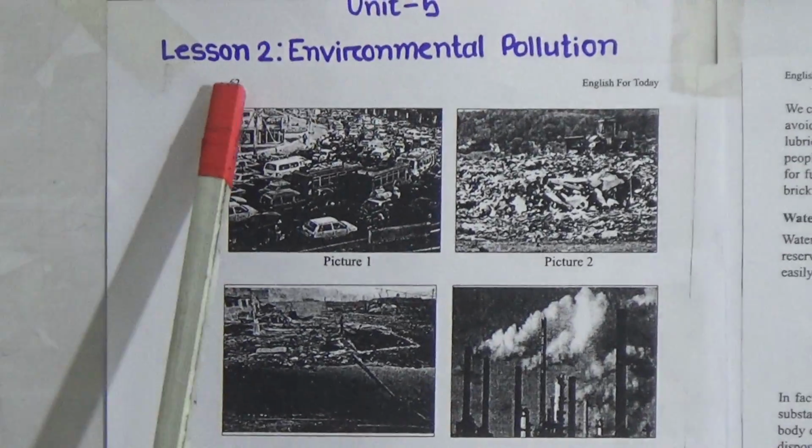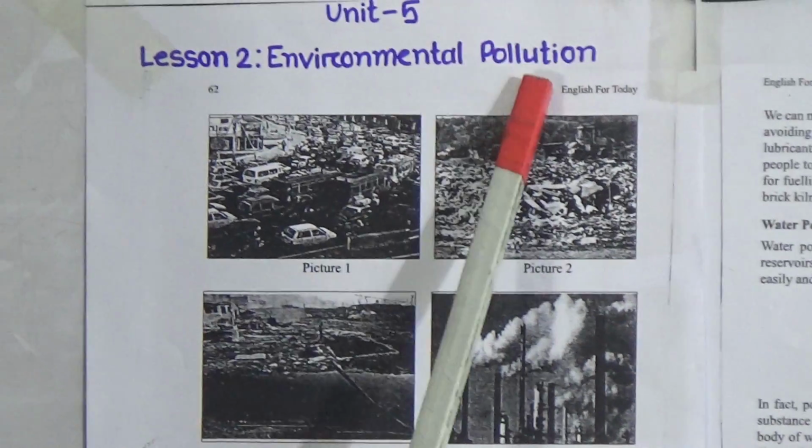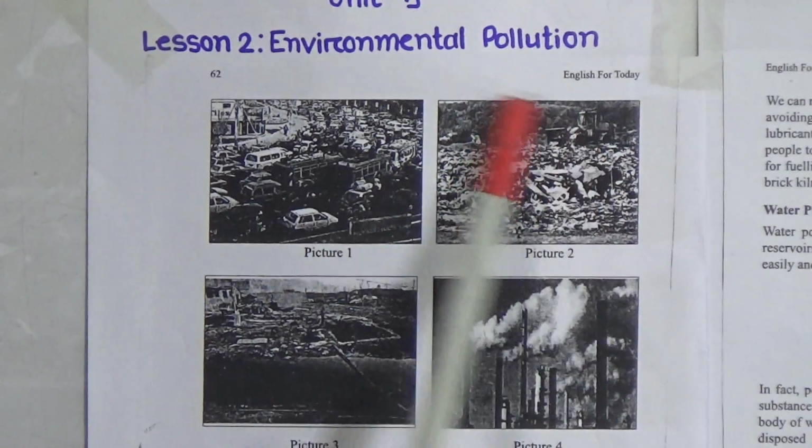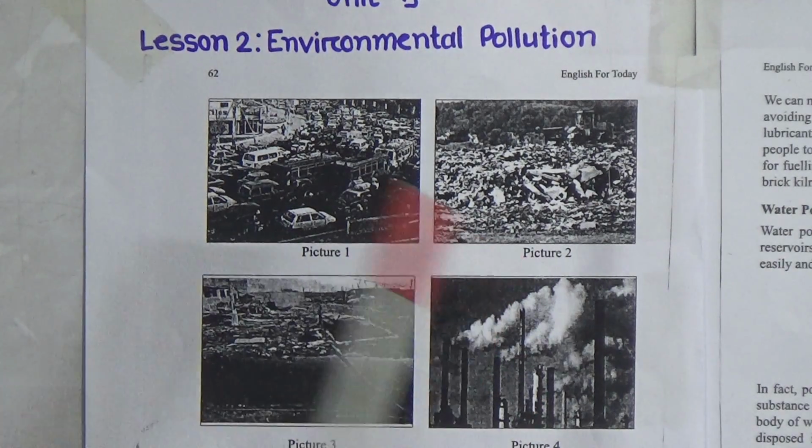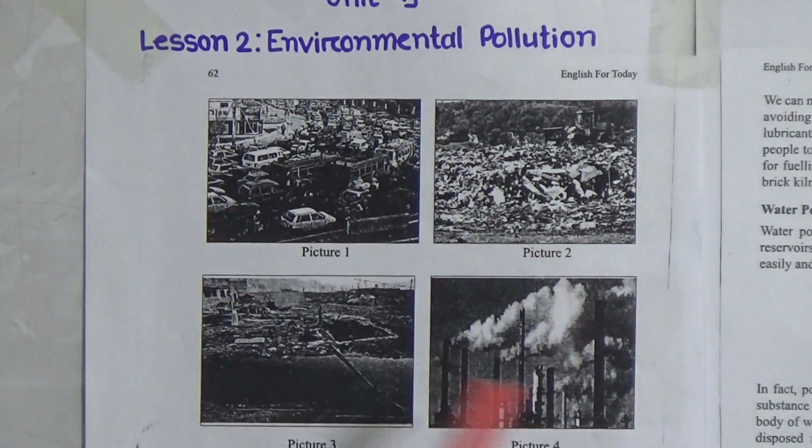Today's topic is Unit 5, Lesson 2, Environmental Pollution. So students, what can you see in these pictures? All these pictures are related to pollution: water pollution, air pollution, soil pollution. Now we'll learn about all these pollutions.